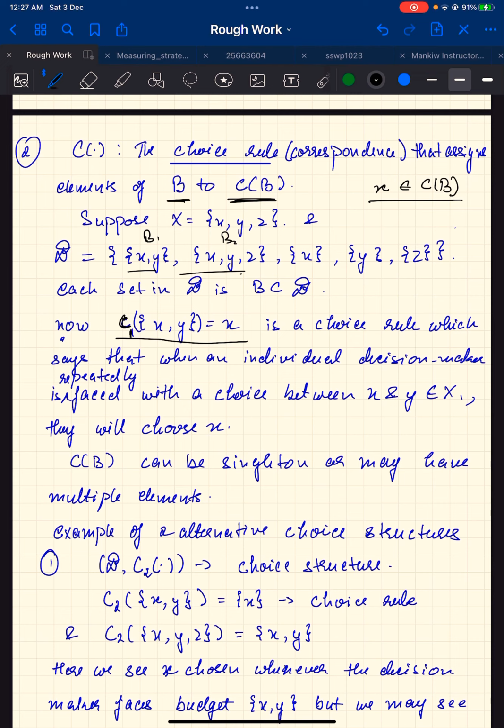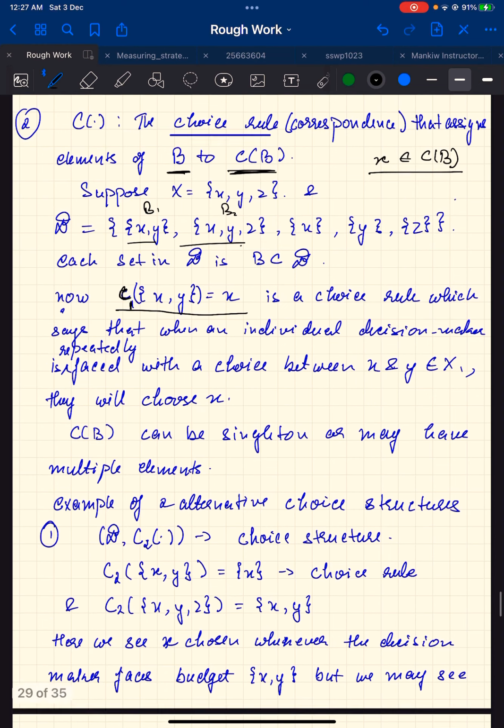So out of X, Y and Z, the individual could choose only X, only Y, only Z, X and Y, Y and Z, or all three: X, Y and Z.